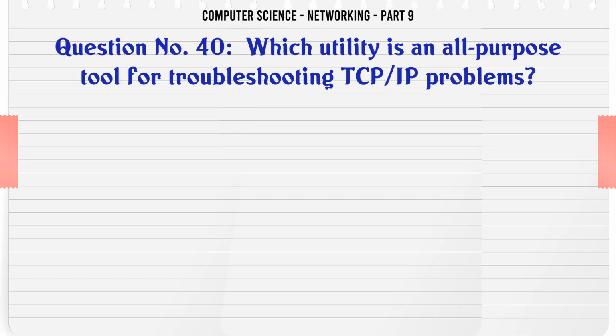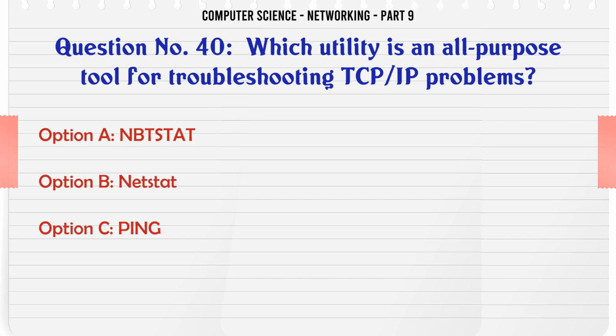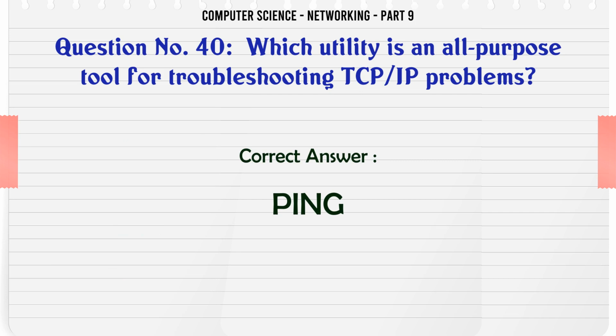Which utility is an all-purpose tool for troubleshooting TCP/IP problems? A. Netstat. B. Nslookup. C. Ping. D. Hostname. The correct answer is Ping.